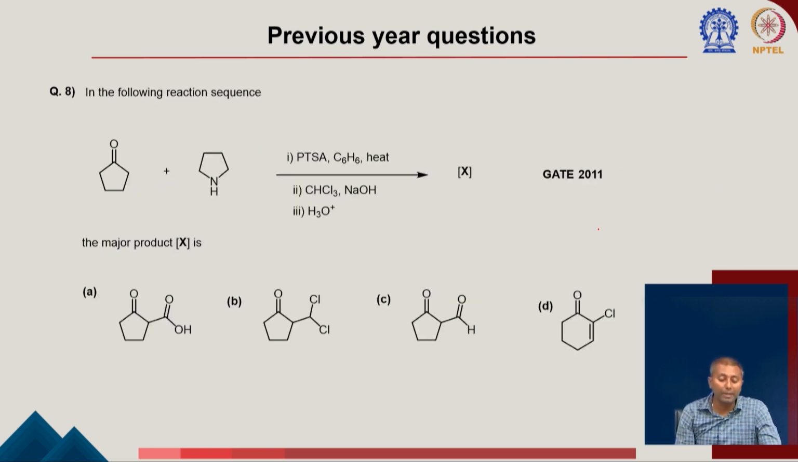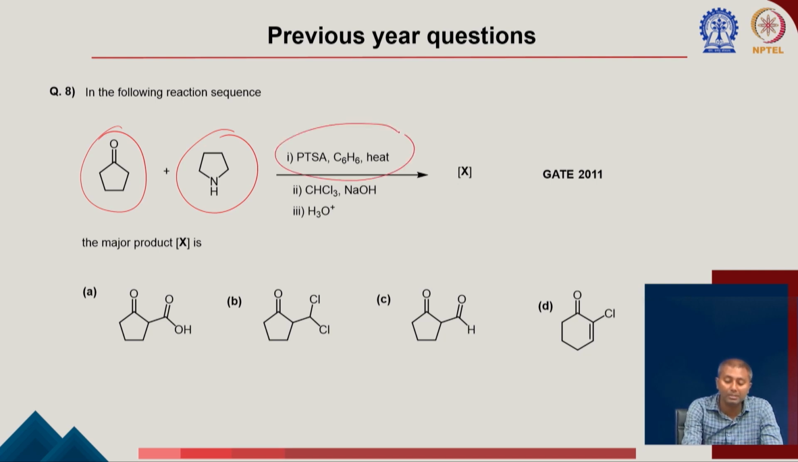The next problem again: you can see it says cyclopentanone, and you have pyrrolidine, and you treat with PTSA, C6H6 and heat. What is going to happen here first? Then you are treating with CHCl3, NaOH. If you see chloroform and NaOH, you always think about generation of CCl2 carbene, and then it is treated with H3O plus.